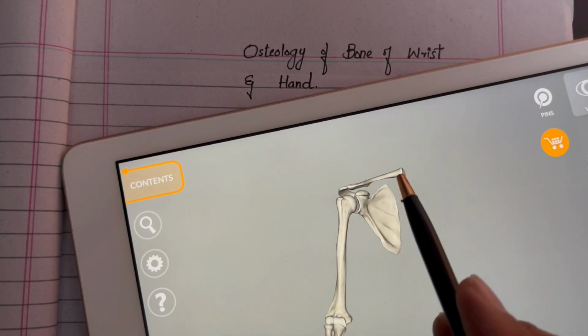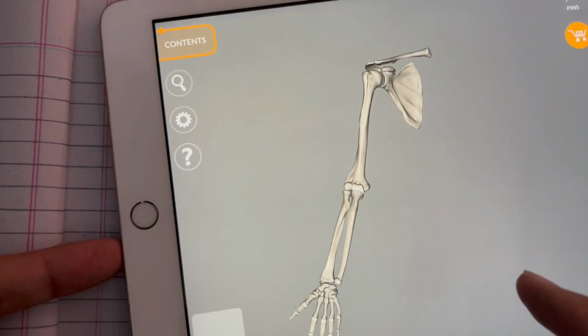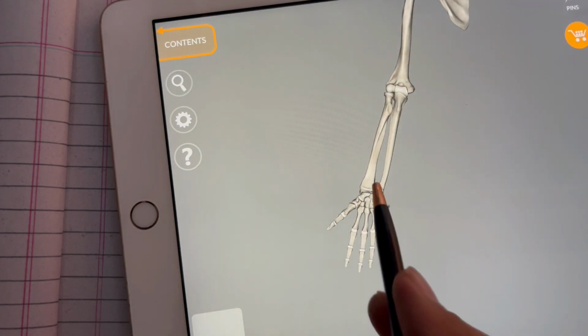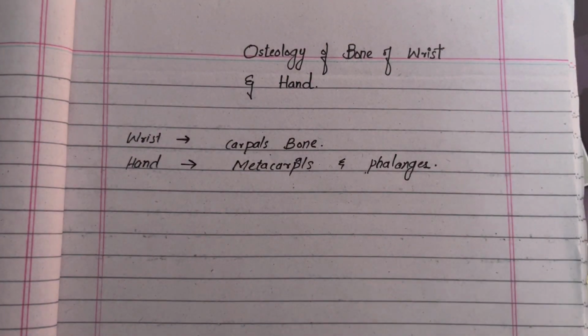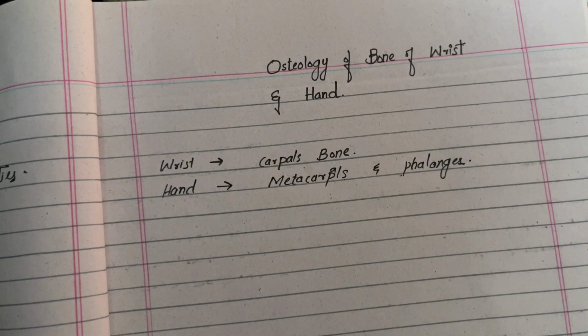In the previous lecture we discussed the osteology of the scapula bone, clavicle bone, the humerus bone, the radius bone and the ulna bone. Today in this video lecture we will discuss the osteology of bones in the wrist region and the hand region. Students, the bones in the wrist region are the carpal bones, while the bones in the hand region are the metacarpal bones and the phalanges. So first we will discuss the osteology of the carpal bones.